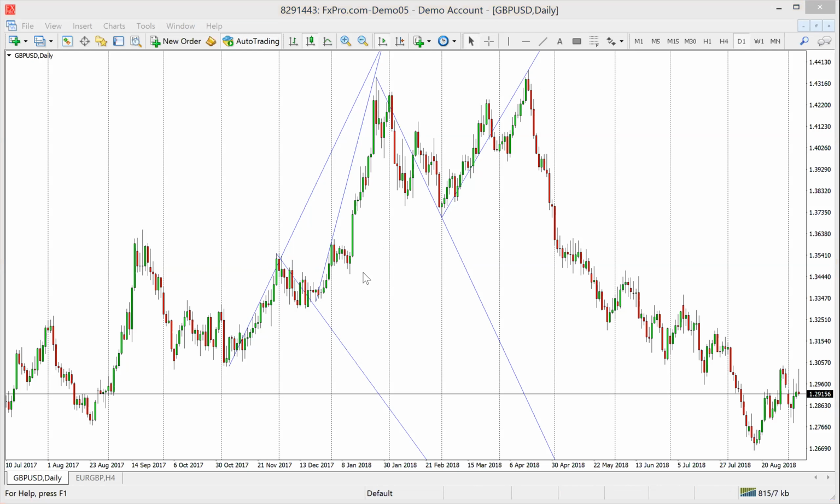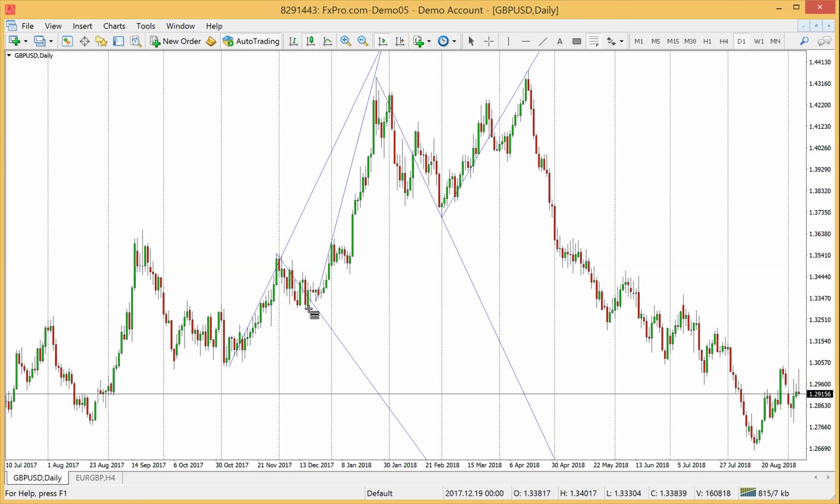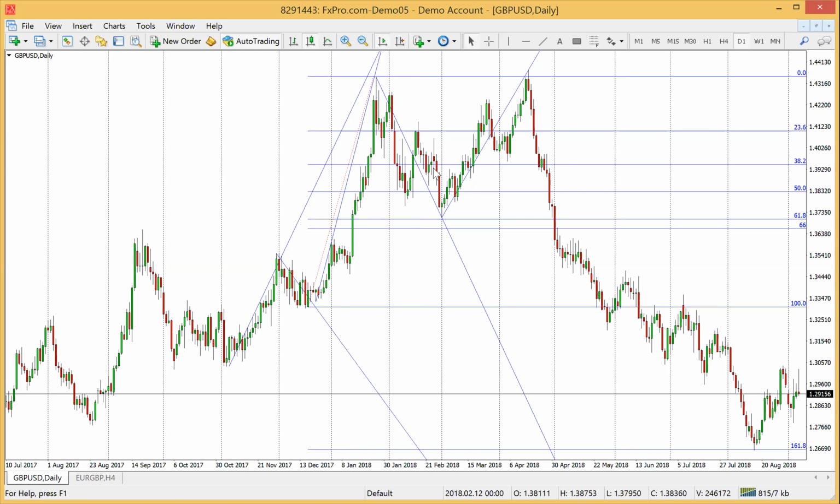If you do count waves correctly, you can also use Fibonacci within the waves. For example, if you know that this is the third wave, you can predict that. Let's just get this Fibonacci. If we drew the Fibonacci, you can see that it retraced between the 38.2 and the 66.0 level. So it found a level of support within here, and then price went off.